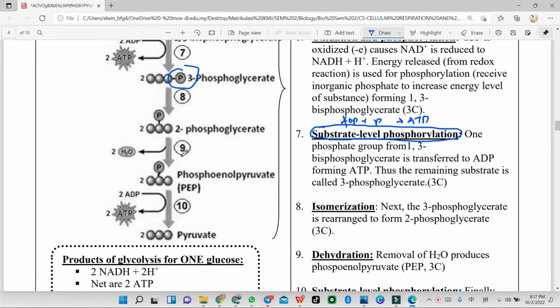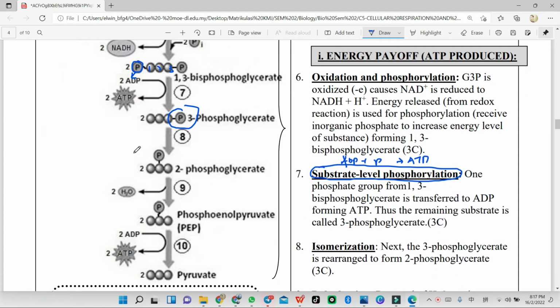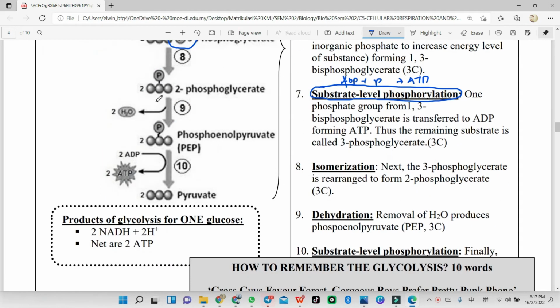Okay, the next one is the dehydration, or we call it condensation. This means that in condensation or dehydration, we remove the water. And because it's produced in 2 molecules, we remove 2 water molecules. Removing the water molecule results in phosphoenolpyruvate, which is called the PEP.